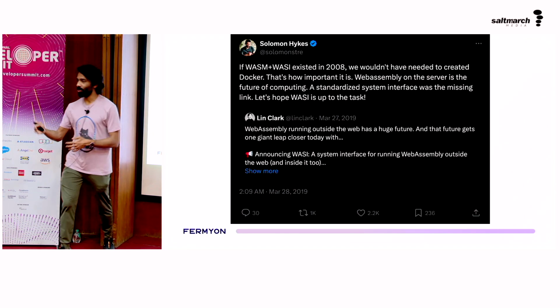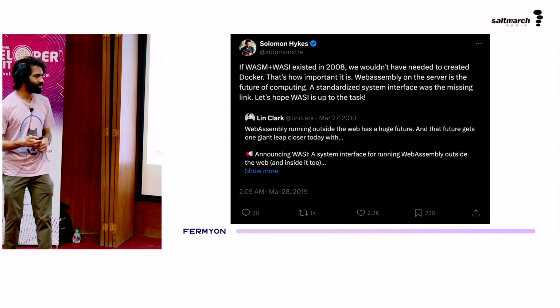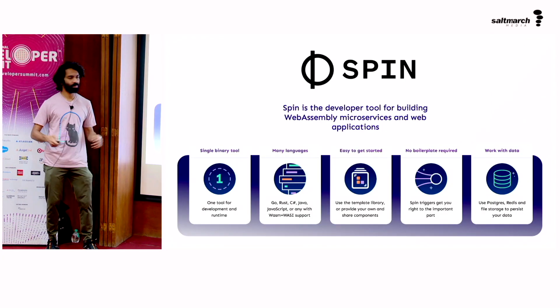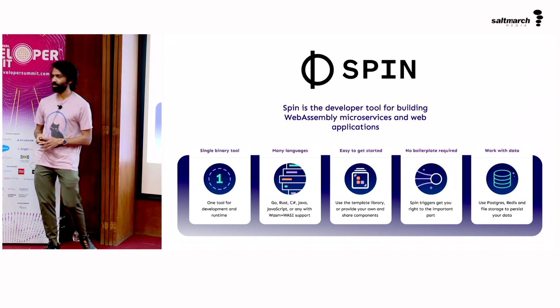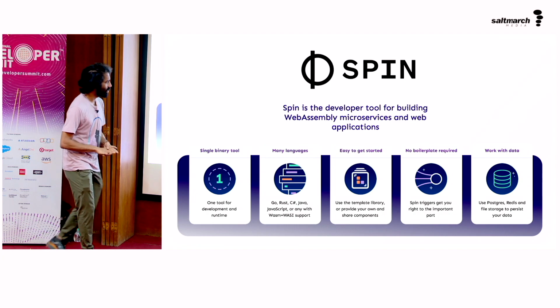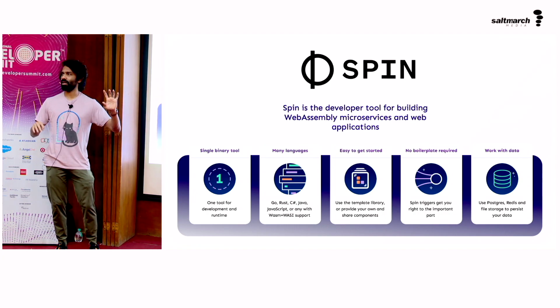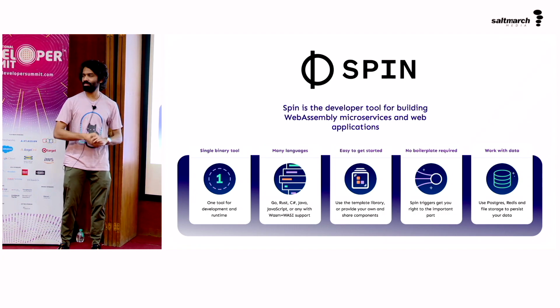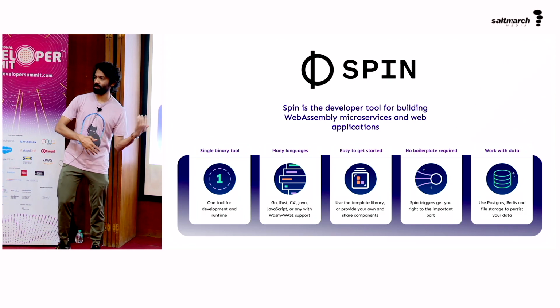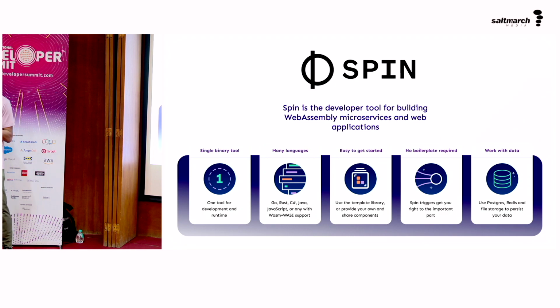So I thought I'll show some code as well on creating a WebAssembly app. I'm going to show it with this open source framework called Spin. Spin is a developer tool for building WebAssembly microservices and apps. It's completely open source, close to 5,000 stars on GitHub. Feel free to contribute. We at Fermion, we maintain this Spin repository, but again, it's completely open source.